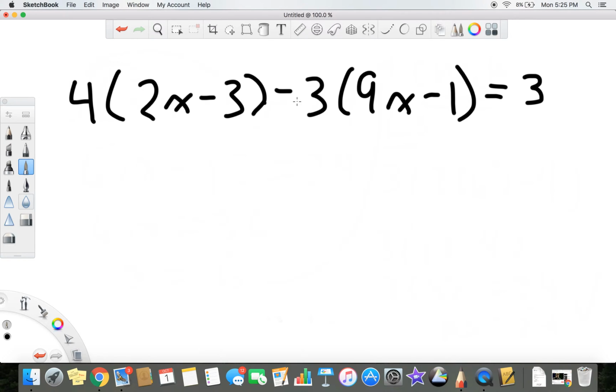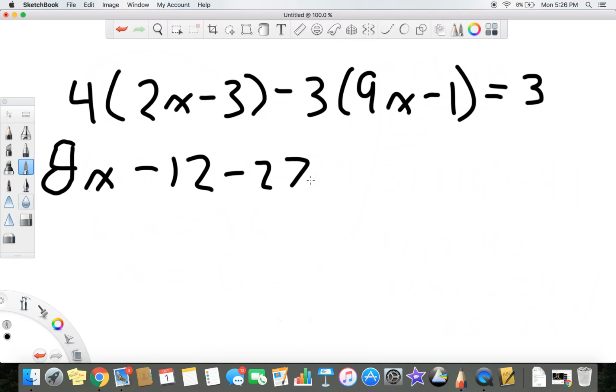So we have no like terms in the brackets, so let's just expand by the distributive property. So 4 times 2x, well, I don't know why I drew a 4 there, but that's an 8x. Then a negative 3 times 4, well, that's negative 12. And then we have negative 3 times 9x, so that's going to be negative 27x. And then negative 3 times negative 1, well, that's positive 3, and it's going to equal 3.